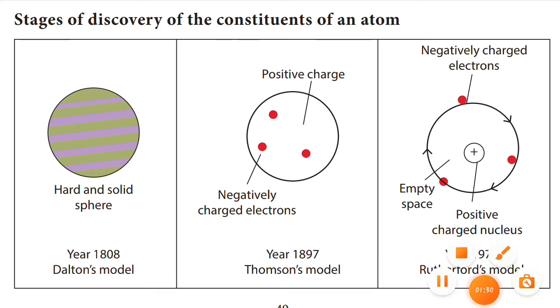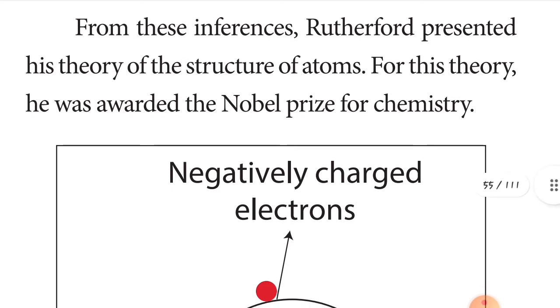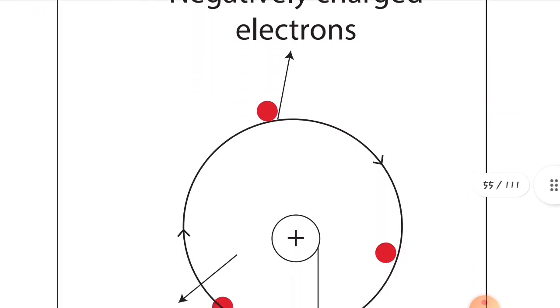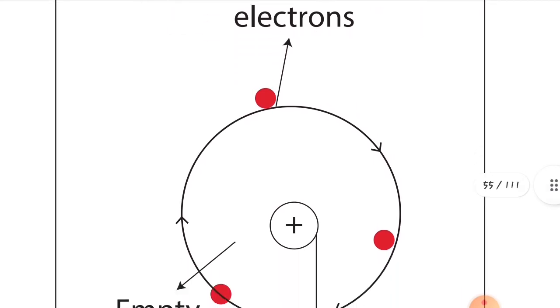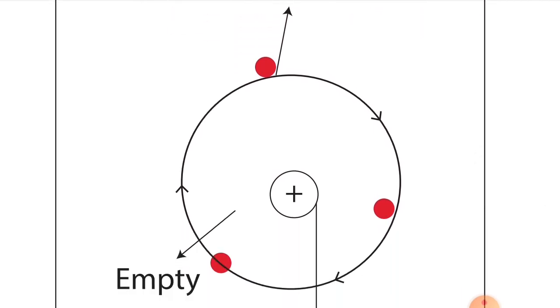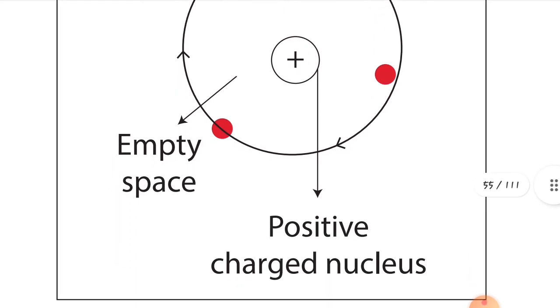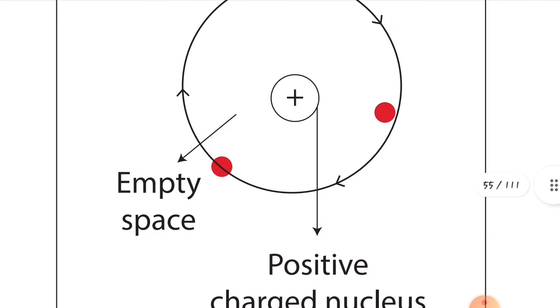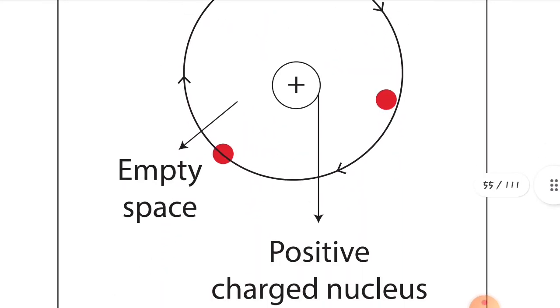Yes, children, see here, the Rutherford atom model. In this theory, Rutherford presented the structure of an atom. And see this diagram, children, he was awarded the Nobel Prize in chemistry also. See this diagram: negatively charged electrons, this is the atomic structure. The center of positive charge is called the positively charged nucleus. See the empty spaces, children, where the negatively charged electrons are.